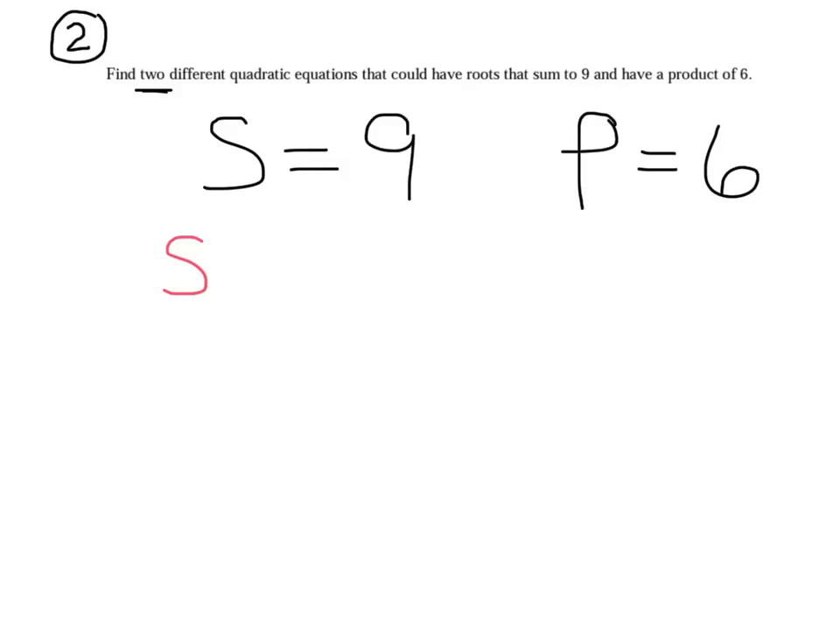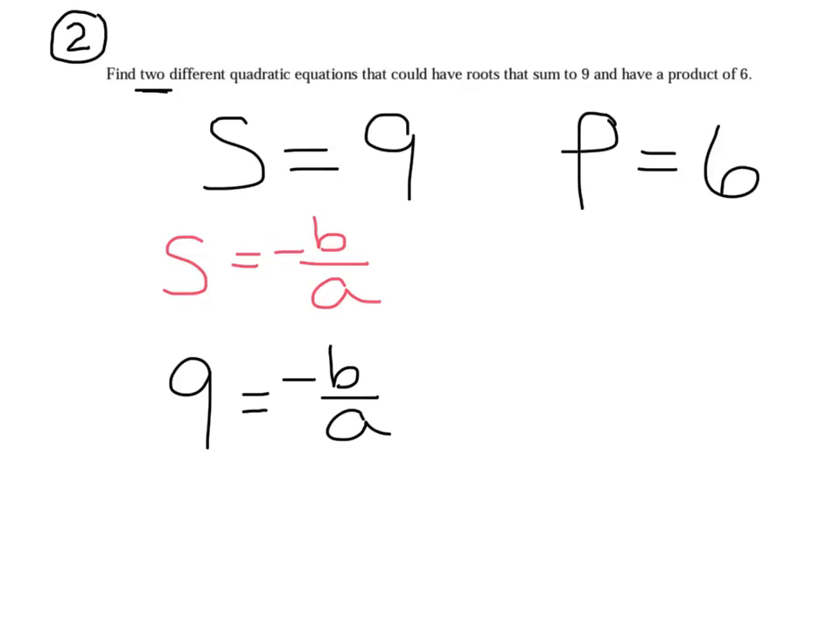Sum equals negative b over a. And what value do you now know? Do you know the s, the b, or the a? Well, they told us the sum is 9, so I'm going to say 9 equals negative b over a. All right, and that's about as far as I can go. I don't know anything else. Let's move over to the product one. Well, I know the product formula is c over a, and out of the p, c, and a, I know the p part is 6. So 6 equals c over a.